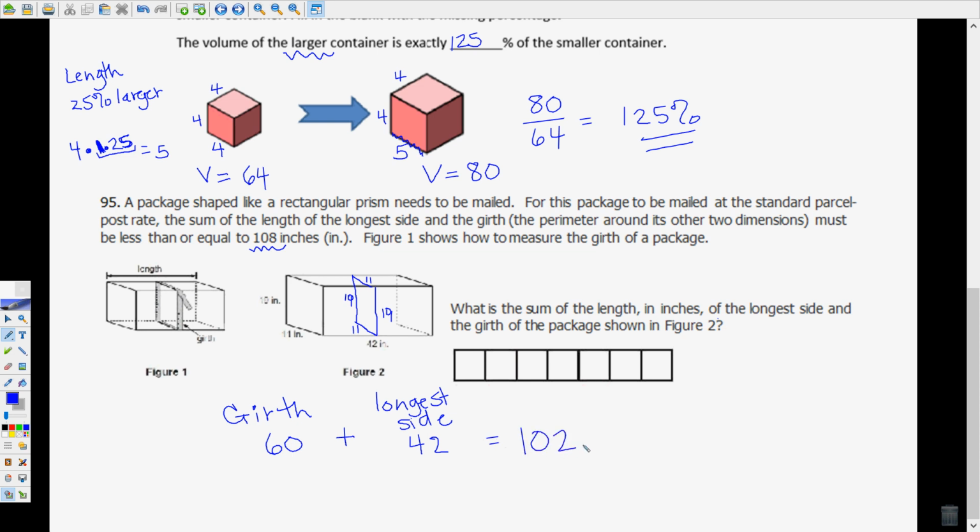And so that, what did they call this? They just called it the sum of the length of the longest side and the girth would be 102 inches. So would I be able to mail this at the standard parcel post rate if it's less than or equal to 108? Yes, and it is 102. So yes, I would be able to send the standard parcel post rate.